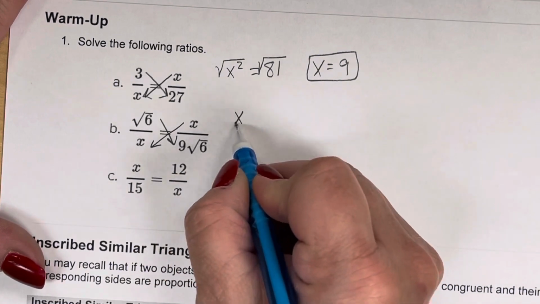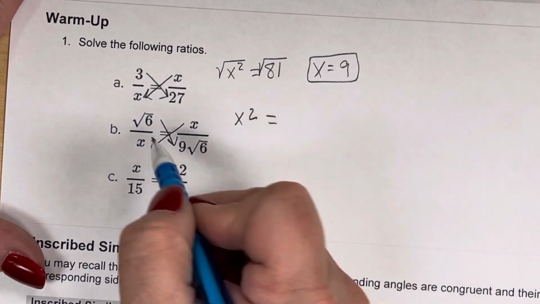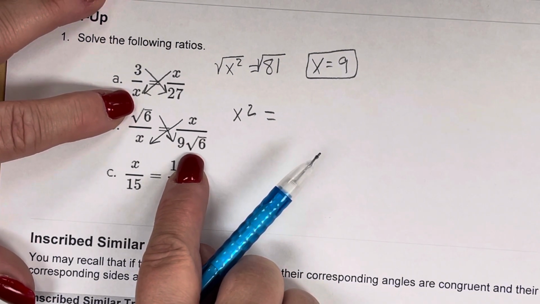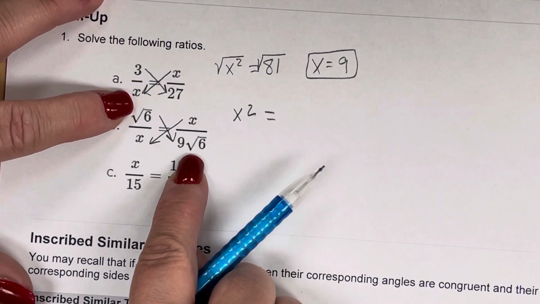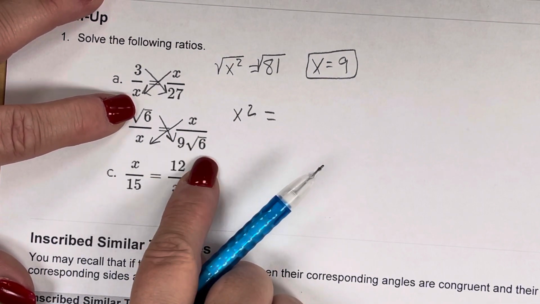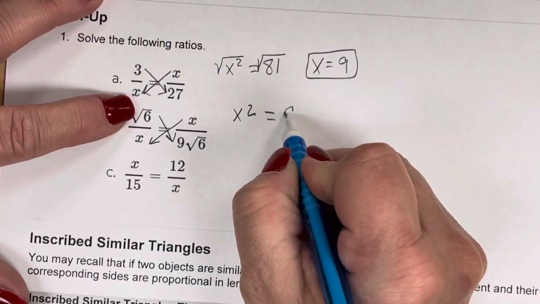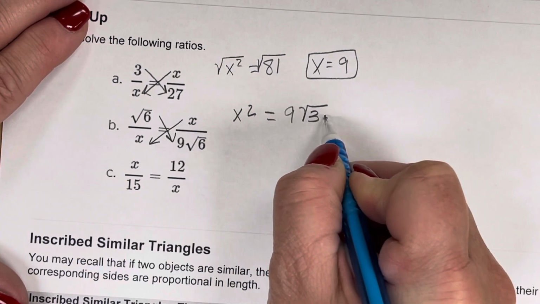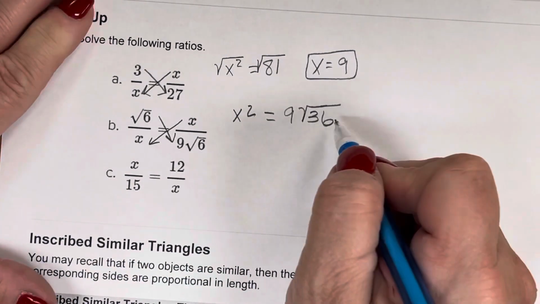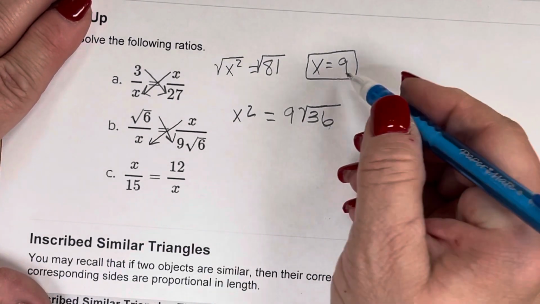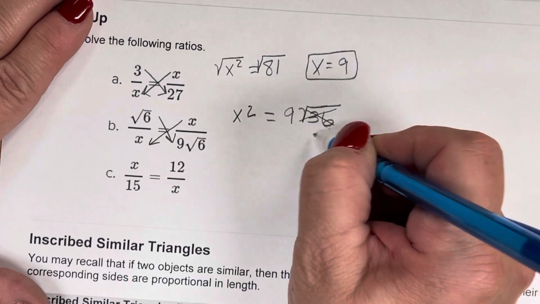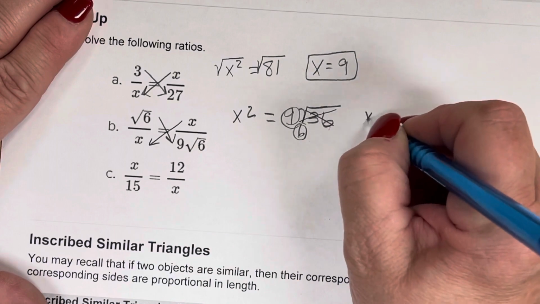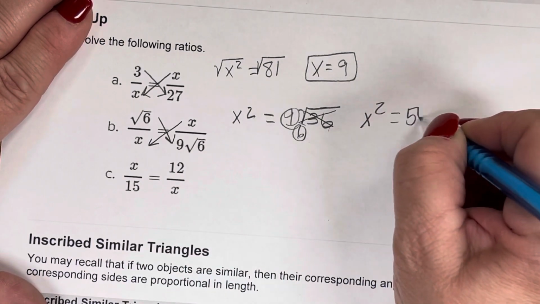X times x is x squared equals, now you're multiplying here. We haven't done that necessarily in a proportion setup, but you're multiplying. Remember the rules of multiplication. What's outside goes together. What's inside goes together. So that's going to be 9 square root 36. Now, remember, square root 36 is going to be 6. So 9 times 6 is, move over, x squared equals 54.